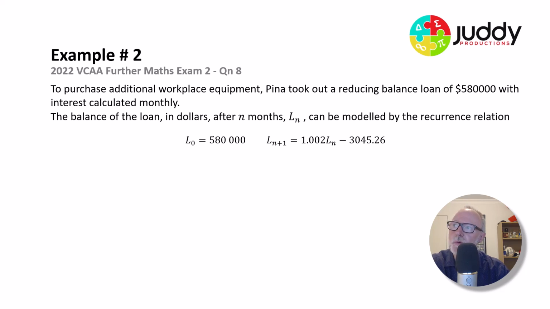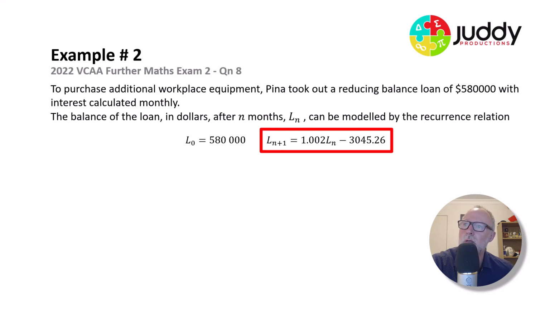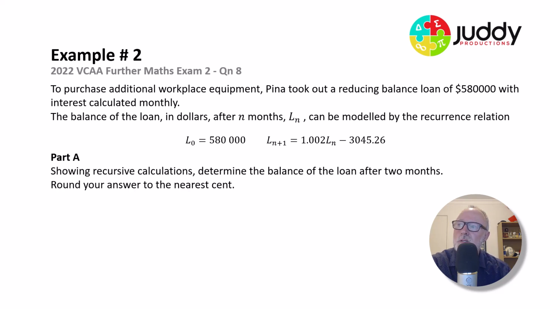Example number 2, this is from the 2022 Further Maths exam 2, question number 8. To purchase additional workplace equipment, Pina took out a reducing balance loan of $580,000 with interest calculated monthly. The balance of the loan in dollars after n months, L n, can be modelled by the recurrence relation. So we see the initial term of this recurrence relation is $580,000. That's the amount of the loan. And we see the recurrence rule, that is L of n plus 1 equals 1.002 times L of n, take away 3045.26. Part A, showing recursive calculations, determine the balance of the loan after 2 months.